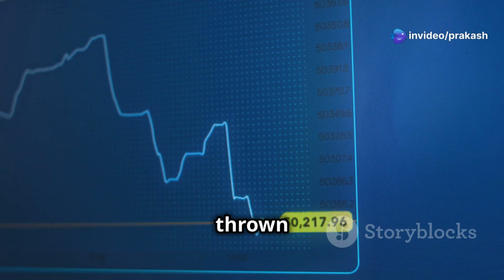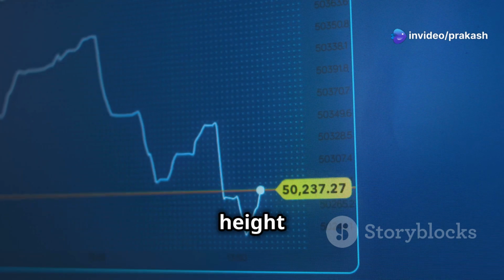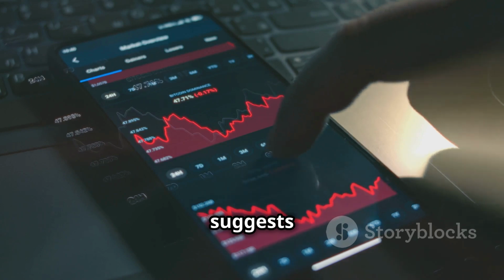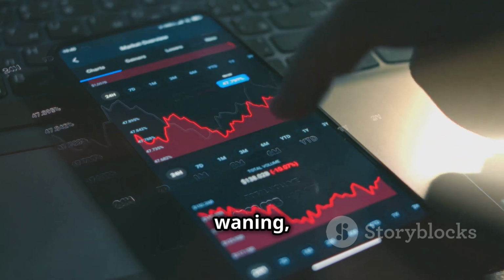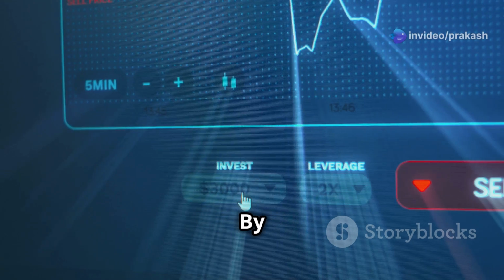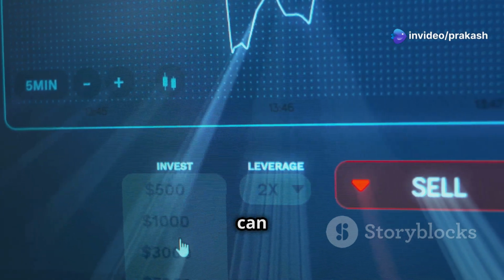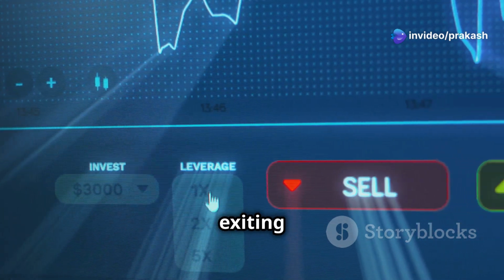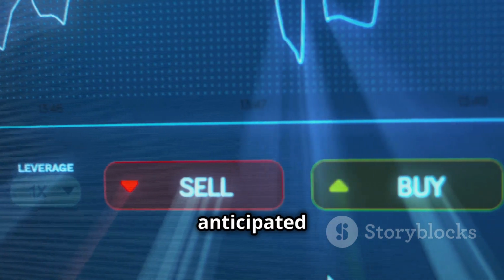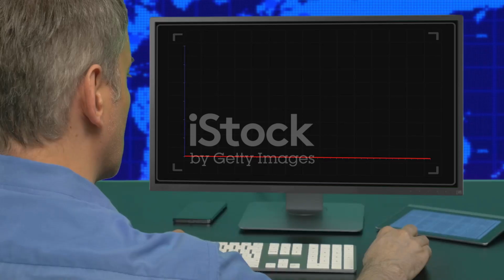Think of a ball thrown into the air. It reaches a certain height before succumbing to gravity. Similarly, a bearish chart pattern suggests that the upward momentum is waning, and the price is likely to descend under the weight of selling pressure. By recognizing these patterns, traders can adjust their strategies, exiting long positions, or even entering short positions to capitalize on the anticipated downward move.